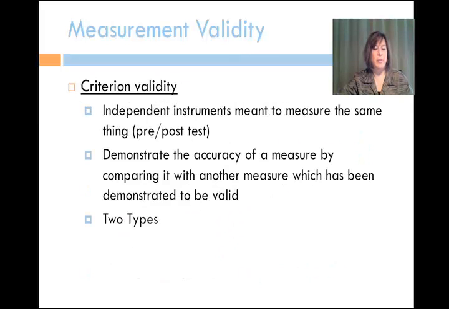The next type of validity is criterion validity. With criterion validity, we're looking at how two measures are correlated. So we're correlating a measure with another measure, and that other measure is called the criterion. And these two independent instruments are meant to measure the same thing. And so this is one that you can actually test with statistics.